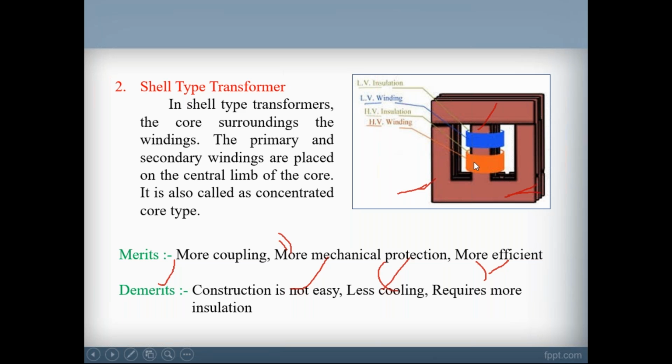Now in shell type transformer, we are providing that winding on the central limb. Okay na? And first on the central limb, we are providing the low voltage winding. After that we are giving the insulation, then only we are providing the high voltage winding. So what is the reason?